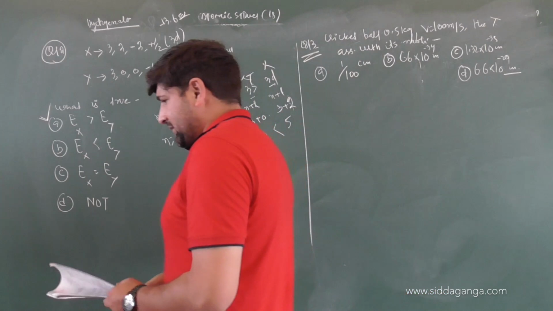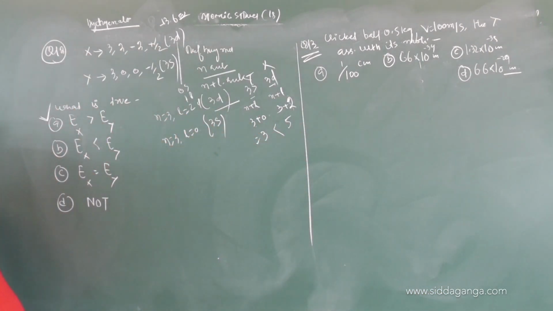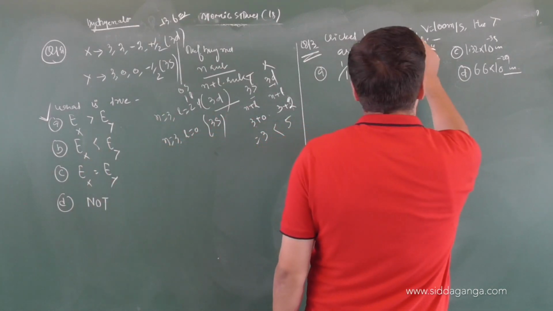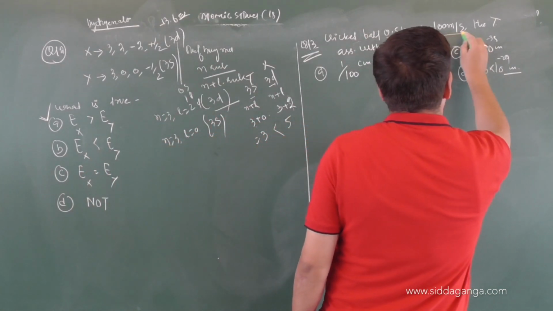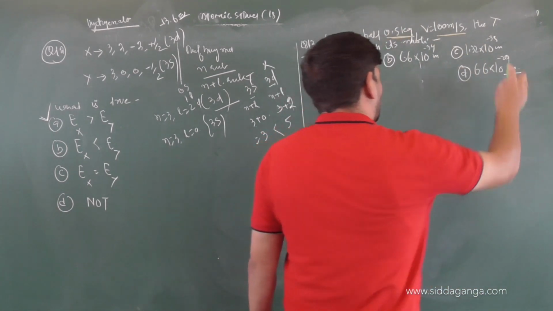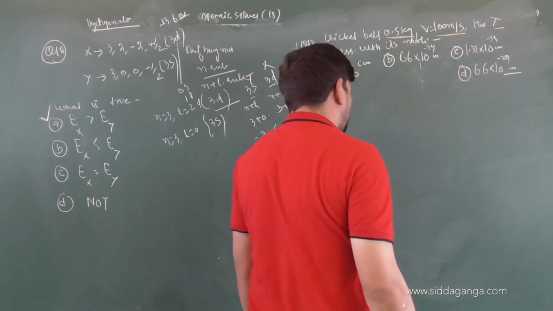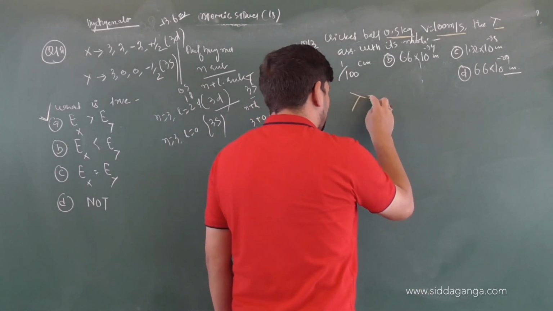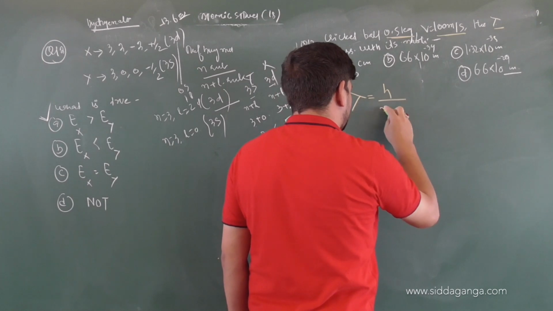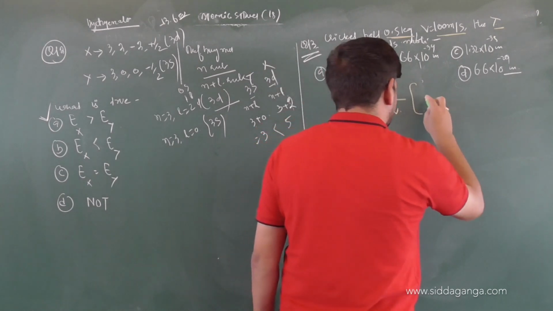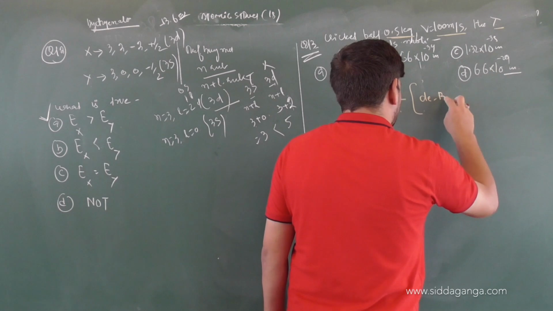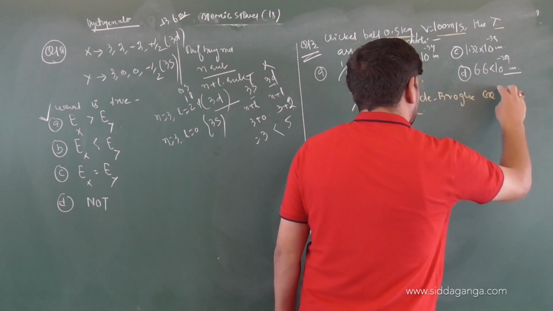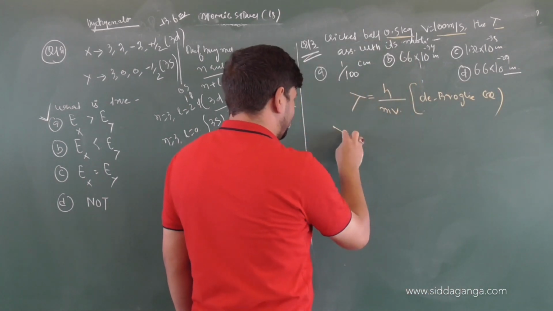Now we have a macroscopic substance moving, a bigger substance, having a mass of 0.5 kg moving with a velocity of 100 meters per second. What will be the wavelength associated with it? We know very clearly that wavelength is associated with mass and velocity by the equation lambda equals h by mv. Which equation is it, children? De Broglie equation. We have to find out the wavelength associated with it.